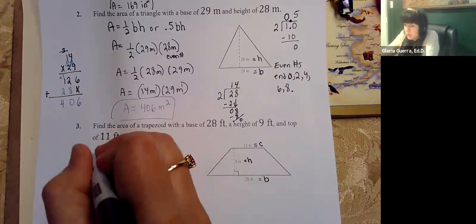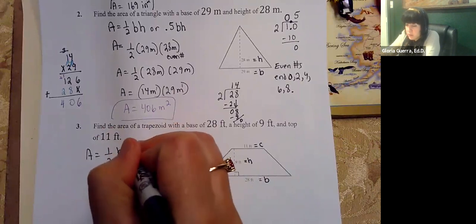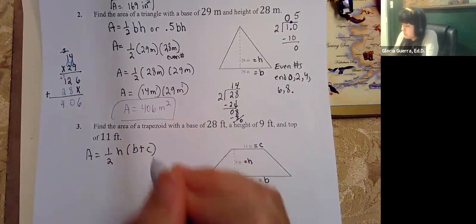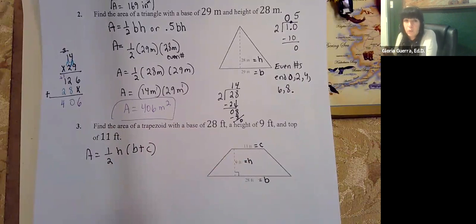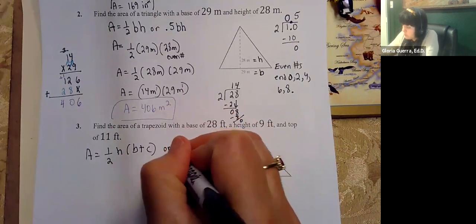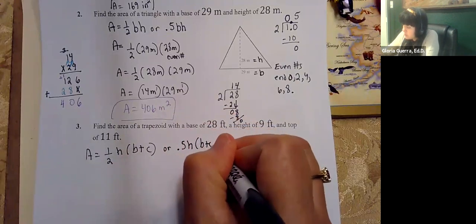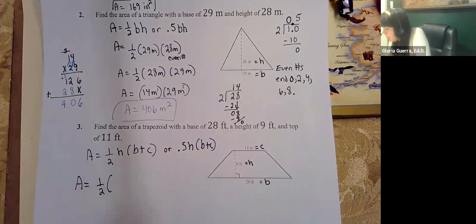Okay, so the formula is area is equal to 1/2 times the height times, inside parentheses, B plus C. And I'll stick with the 1/2. But again, you could use a half or the decimal. So I'll go ahead and put both because you do have a choice: 0.5 times H parentheses B plus C. I feel comfortable with the half for now. The height is going to be 9. And this is feet, right?